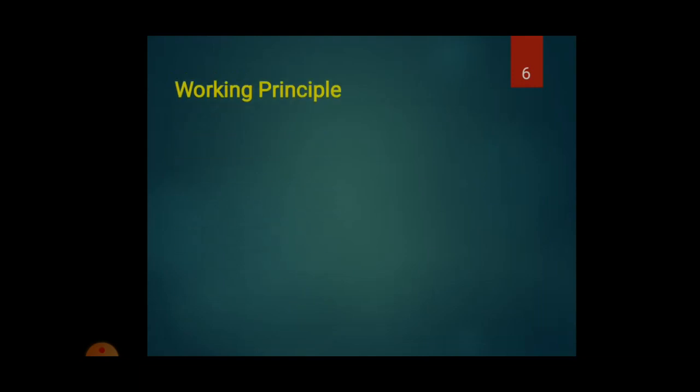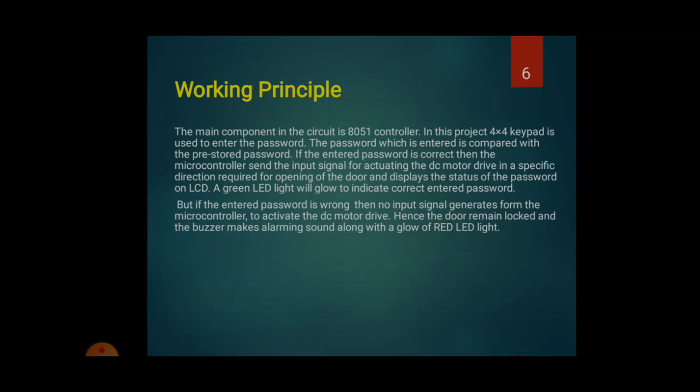The working principle of the password-based door lock system: the microcontroller used in this project is from the 8051 family, and it is programmed with Keil software. When a person enters a password through a keypad, the microcontroller reads the data and compares it with the stored data. If the entered password matches the pre-stored data, then the microcontroller sends the information to the LCD, which displays it. Also, it sends the command signal to the motor driver to rotate the motor in a particular direction such that the door will open and a green LED will glow.